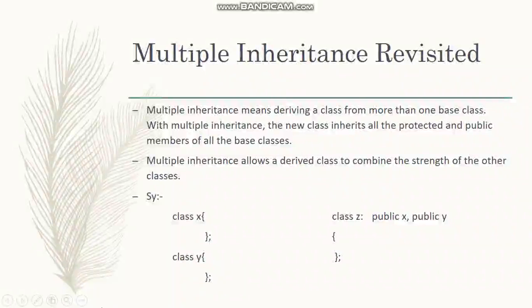Now here in the syntax, as we can see, there are two classes named X and Y. This you can consider as a base class, and it has been derived into the derived class, that is Z, with the help of colon, and it is publicly derived. So all the protected and public member of X and Y would be inherited into the class Z. That is, this type of inheritance is called multiple inheritance. One class inheriting more than one class is called multiple inheritance.